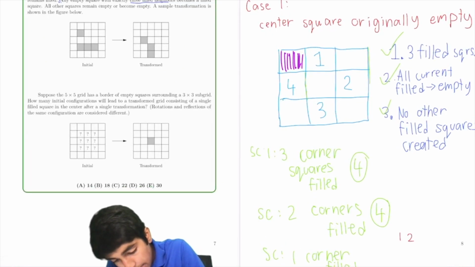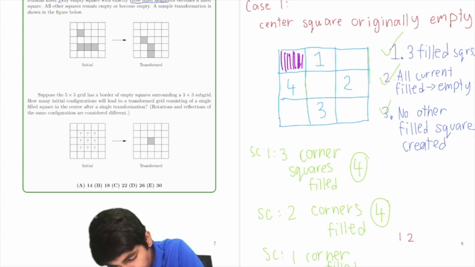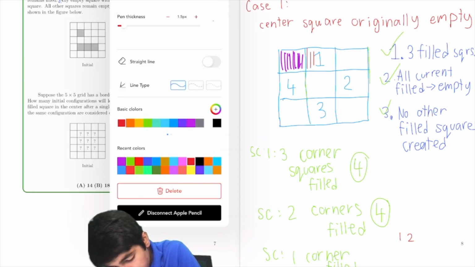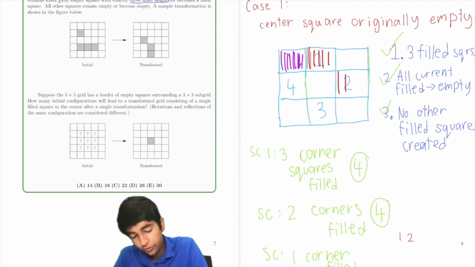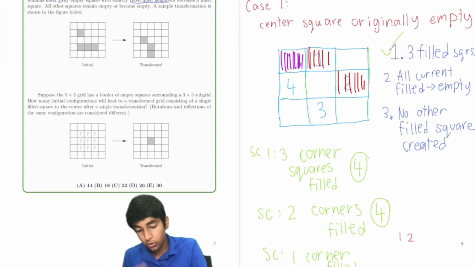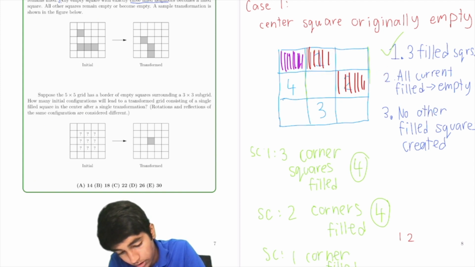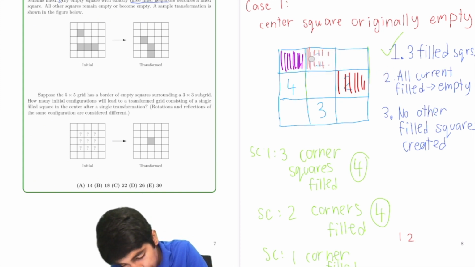1, 2. If both of these squares are filled, does it satisfy all 3 conditions? Well, it of course satisfies the first condition, right? And does it satisfy the second condition over here? Okay, let me just draw it in permanently, a little bit thicker. So if this one is filled and this one is filled, of course there's going to be 3 filled squares. Are all current filled going to become empty? No, because this square has 2 filled neighbors. So this one is bad and this case does not work. 1, 2 doesn't work. So let's just erase them.